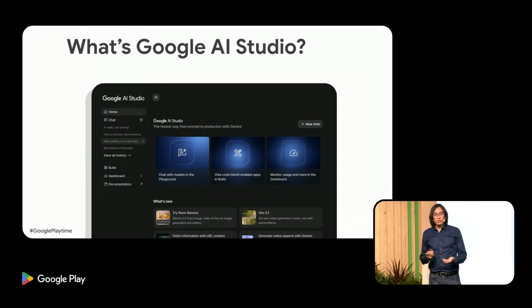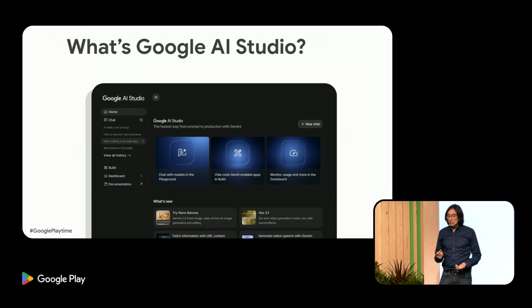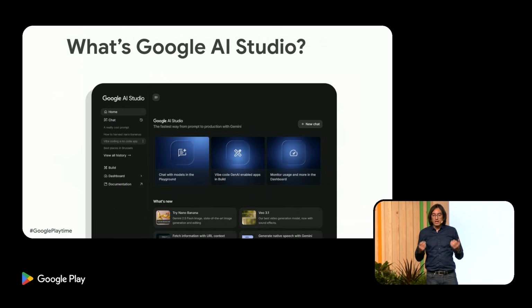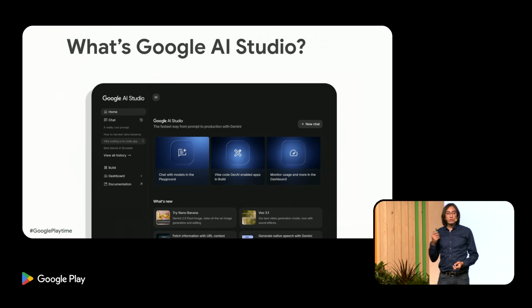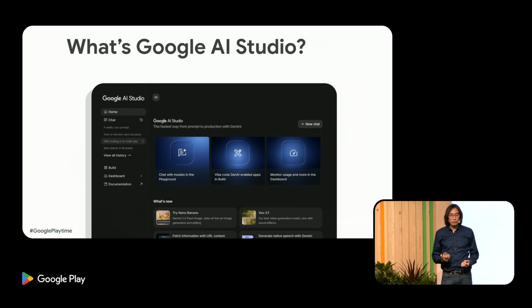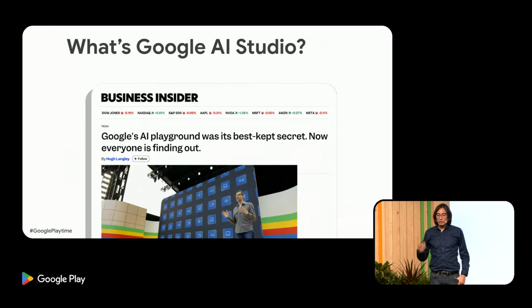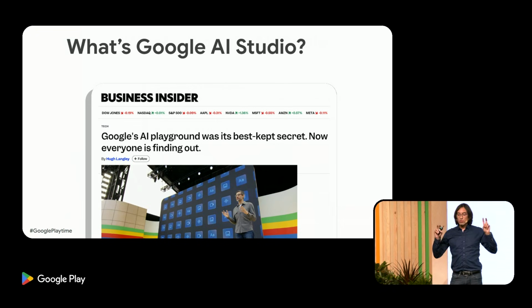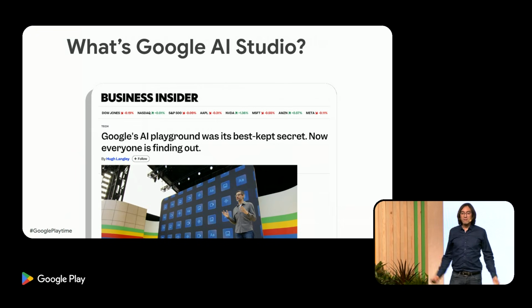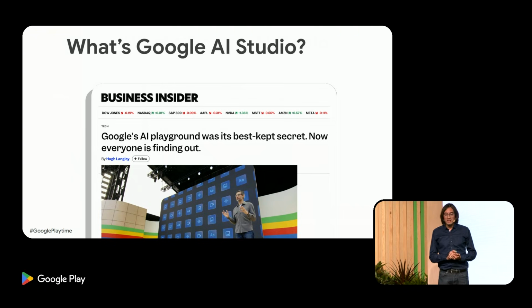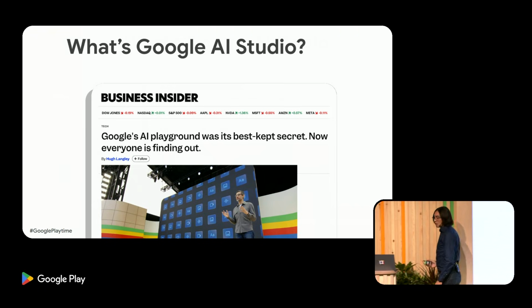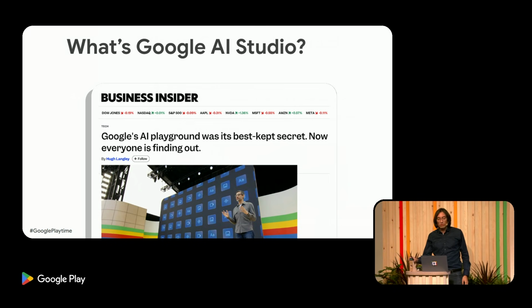So what's AI Studio? AI Studio is our creative playground where you can take an idea from your mind and make it tangible in minutes. It's the most direct and powerful way to experiment with our latest models without getting bogged down in complex infrastructure. And it seems we're not the only ones who think so, because it's been so effective for our users that Business Insider recently ran a story calling AI Studio Google's best kept secret. Well, today, the secret is out. So I'm going to show you exactly why it's so powerful and how you can start using it the moment you leave this room. So this is what AI Studio looks like.